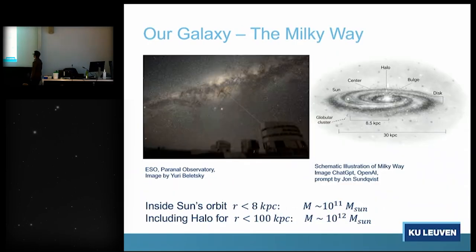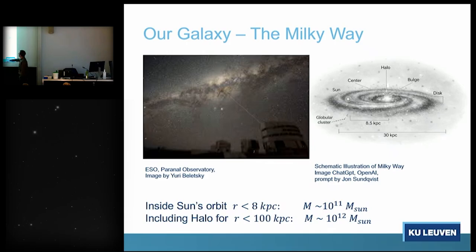Starting with our own, the Milky Way galaxy, if it weren't so darn cloudy here in the night, we might be able to see it, perhaps. But if you are in a good position with a very dark sky, you can see it as this beautiful white stripe in the night sky, as, for example, depicted here.